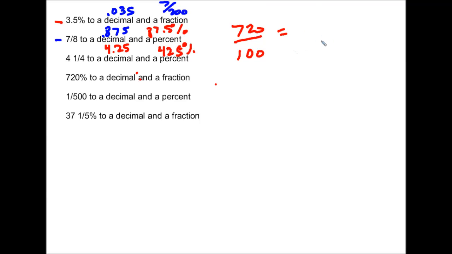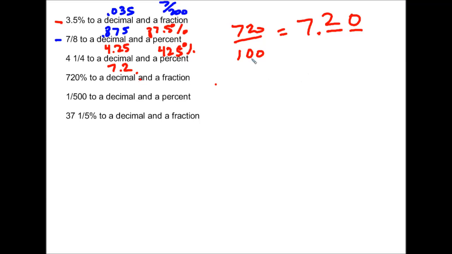Well, let me make that into a decimal first, because it's already in this nice, almost decimal format. 720 hundredths. It's my decimal, tenths, hundredths place. So the 0 goes here, the 2 goes here, the 7 goes here. So 7.20, or it's just 7.2.